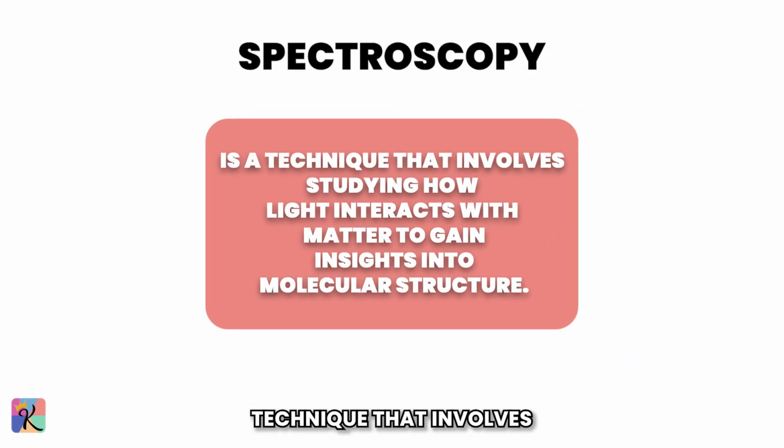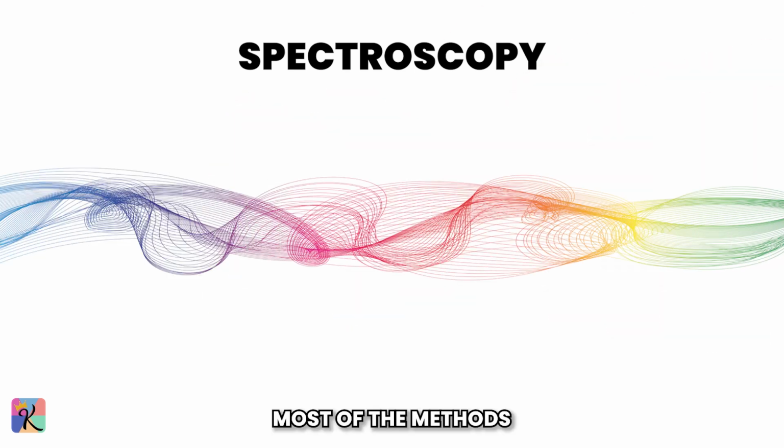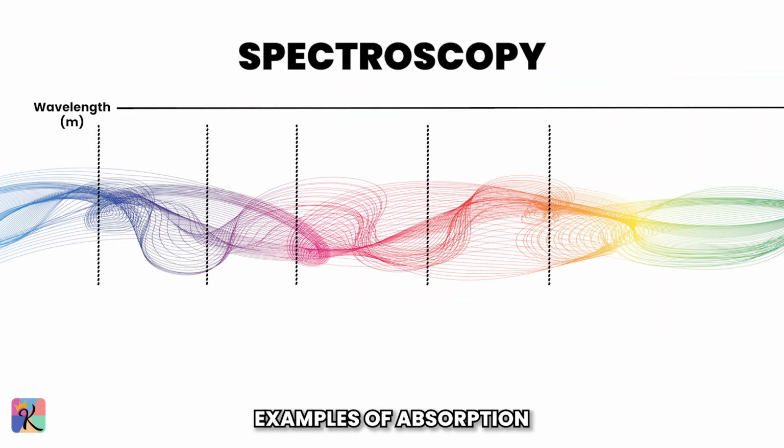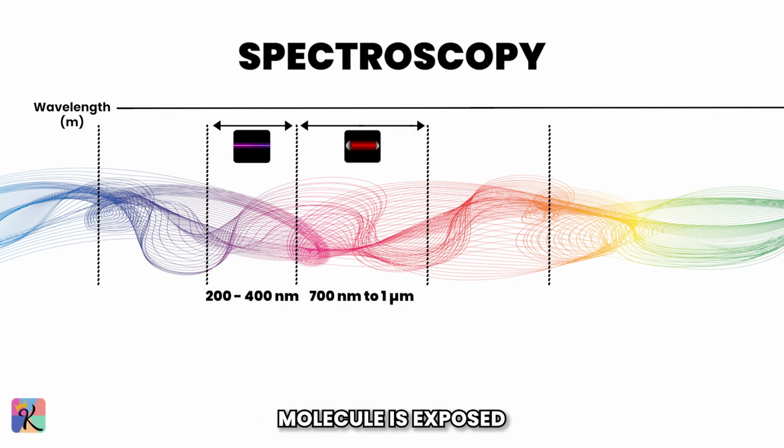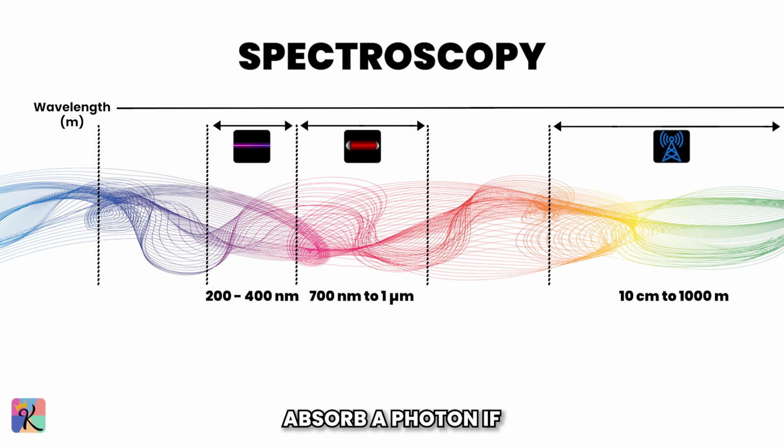Spectroscopy is a technique that involves studying how light interacts with matter to gain insights into molecular structure. Most of the methods we'll discuss today are examples of absorption spectroscopy. In absorption spectroscopy, when a molecule is exposed to light, it may absorb a photon if the photon's energy matches the gap between two specific energy levels of the molecule. This transition pushes the molecule from its ground state to an excited state.